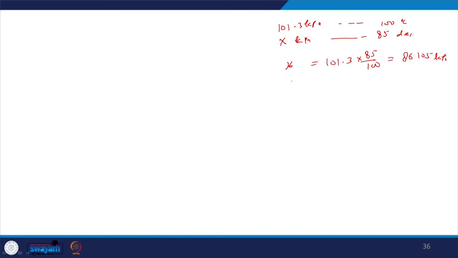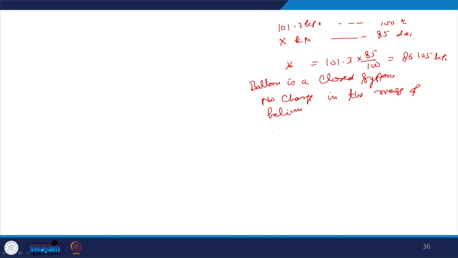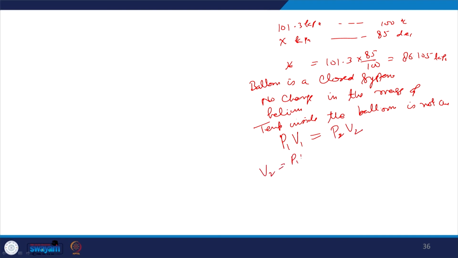kilopascal. Now, we need to know the final volume of the balloon at that particular pressure. As the balloon is a closed system, and there is no change in the mass of helium, and the temperature inside the balloon is also not changing, let us take the help of this formula: P1 V1 is equal to P2 V2. So V2 is equal to P1 V1 upon P2, and that is 101.3 into 1.5 upon 86.105, and that comes out to be 1.76 liters.